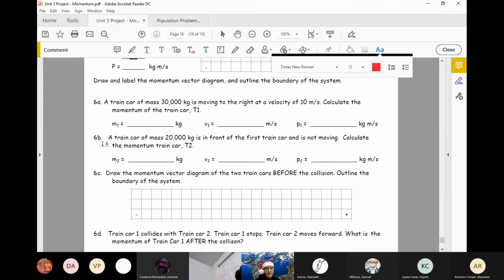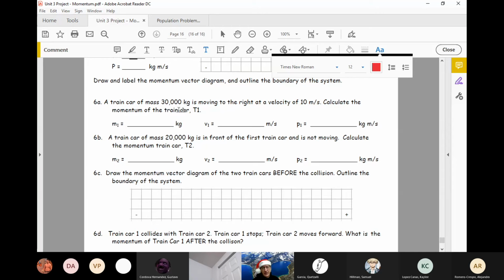So this is before the collision. You find the momentum of train 1, you find the momentum of train 2, and then you draw it. When you draw the vector diagram, again, make sure you put the arrow only on the one that is having momentum. Look, this one's not moving, huh? So that one should not have an arrow on it. Also, make sure that you show me that one is bigger than the other.